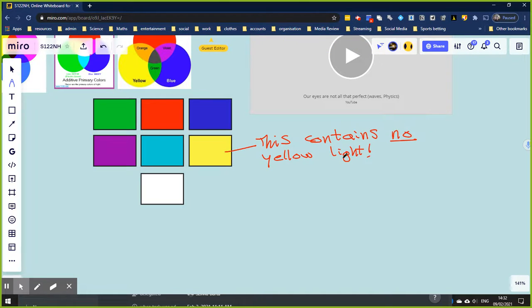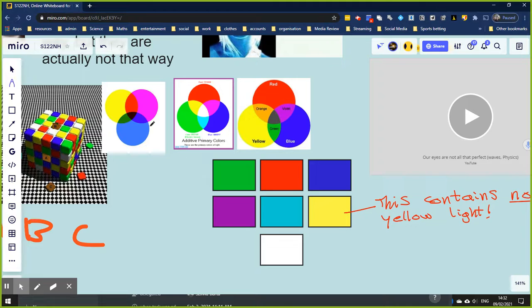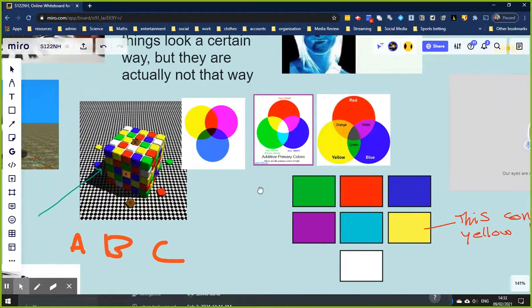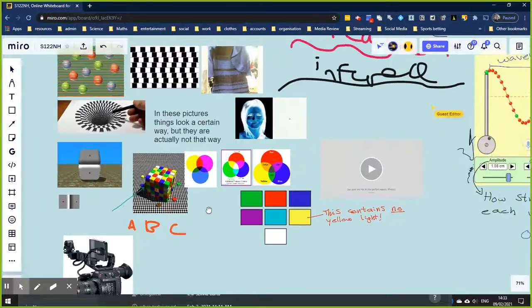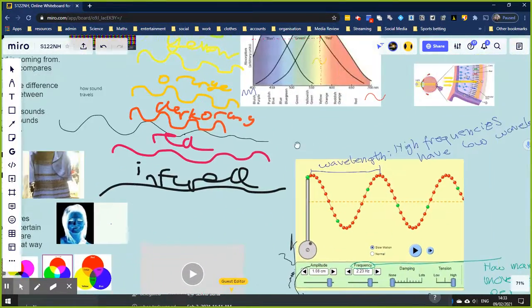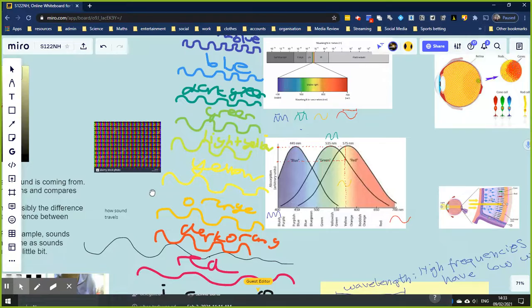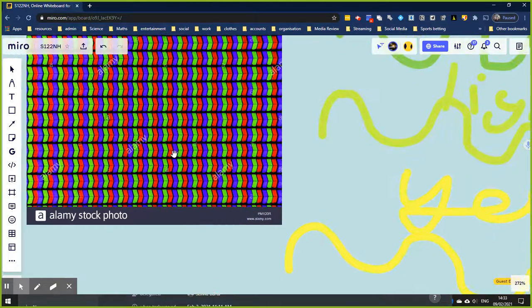This contains no yellow light. It's actually a mixture of, no, sorry, a mixture of red and green. And that's because all monitors are made out of red, green, and blue little lights. So if you get a computer monitor and you look at it really closely, you would actually see it looks like this.